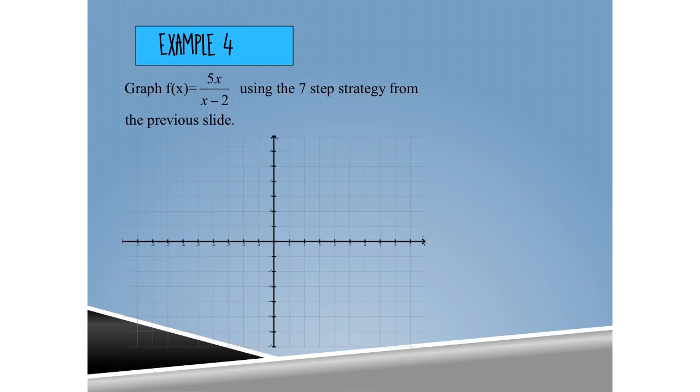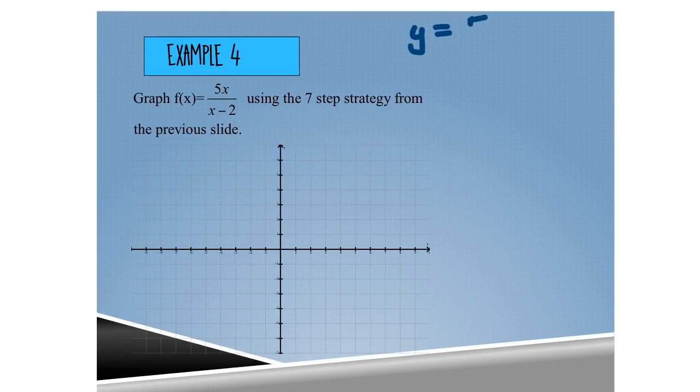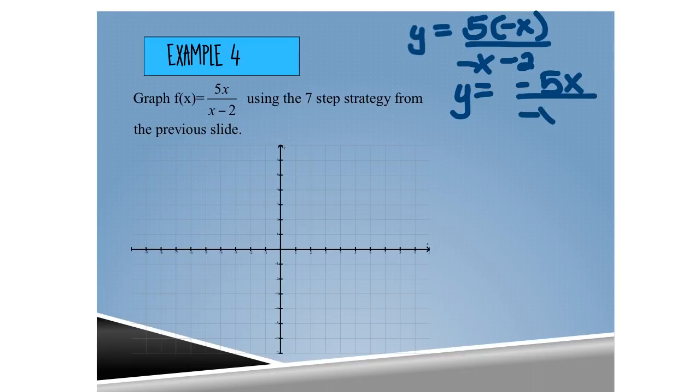All right, so let's walk through one from start to finish. This says graph f of x equals 5x over x minus 2 using the 7-step strategy from the previous slide. So I can test for symmetry if I plug in, so if I make it y equals 5 times negative x minus 2, I get negative 5x over negative x minus 2. So it changes almost all the signs. It changes the 5x to negative 5x. It changes the x to negative x, but negative 2 stays the same. So it's not symmetric to the y.